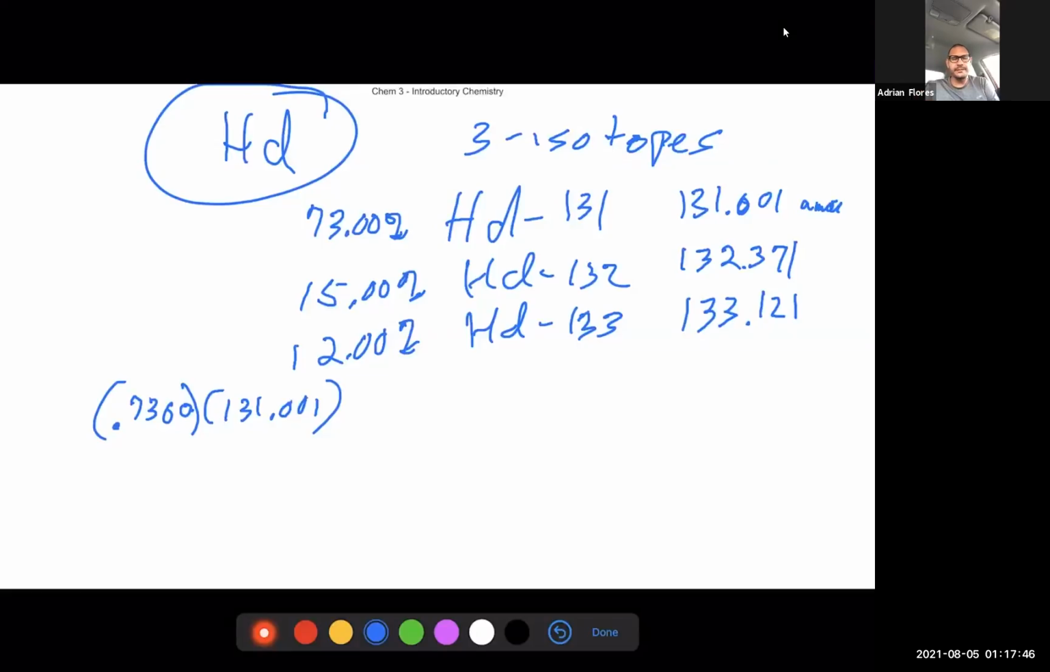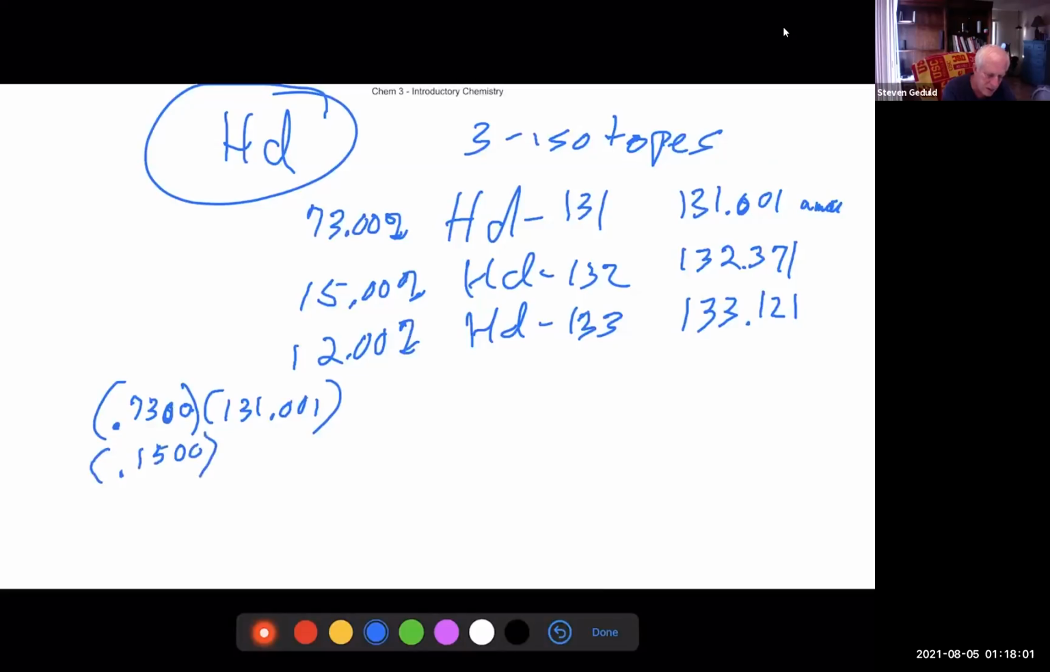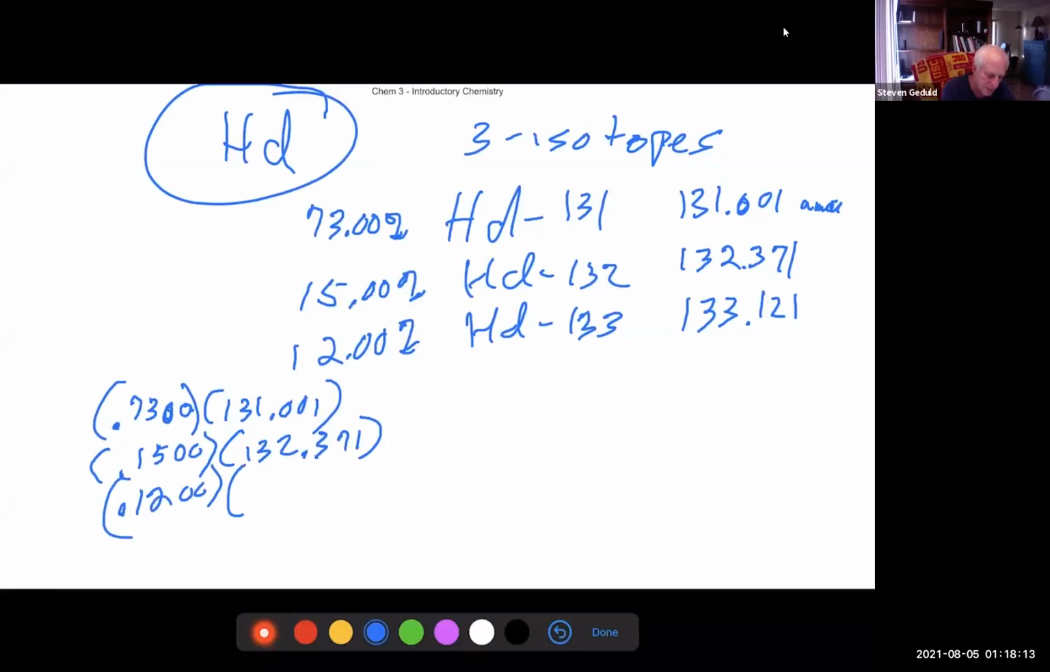Then the other one is at 132. We have 0.1500 of that, and the weight of that is 132.371. That's the fraction weight of that. The other percentage is 12%, so it's 0.12 times 133.12. That will give you the mass of each one according to the percentage found in nature.